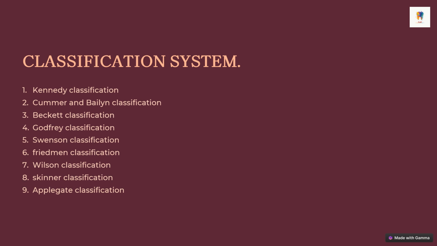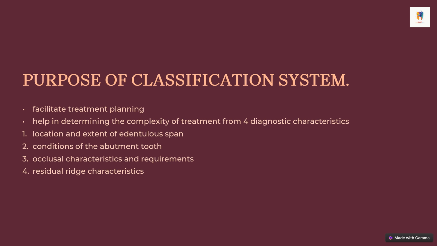There were different classification systems proposed for prosthodontic treatment. Some of them are Kennedy's classification, which is the most important one, and we'll be mainly focusing on this classification in this video. Then there were others like Cummer and Bailyn classification, Beckett, Godfrey, Swenson, Friedman, Wilson, Skinner's, and Applegate classifications. All these people also gave their way of classifying the edentulous span area and making a prosthodontic appliance. So why did we need a classification in the first place?